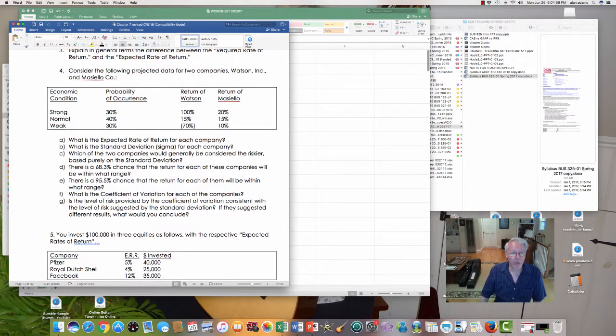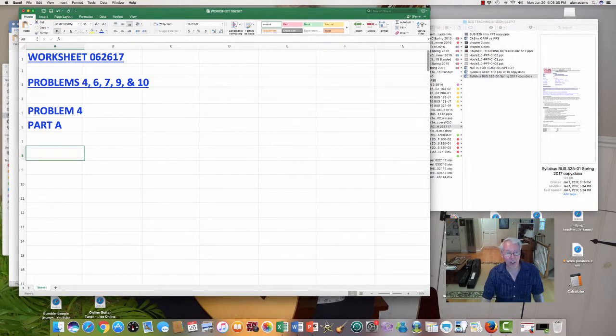Okay, under those circumstances, based on past research, Watson has returned 100%, 15%, and a negative 70. So Watson can be all over the map. That's a profile of a very, very risky stock, as I think you already know. Okay, we're going to see some high numbers, folks. Don't be put off by them. Masiello, on the other hand, in the same 3 conditions, earns 20%, 15%, and 10% historically. I begin by asking you what the expected rate of return is for each company.